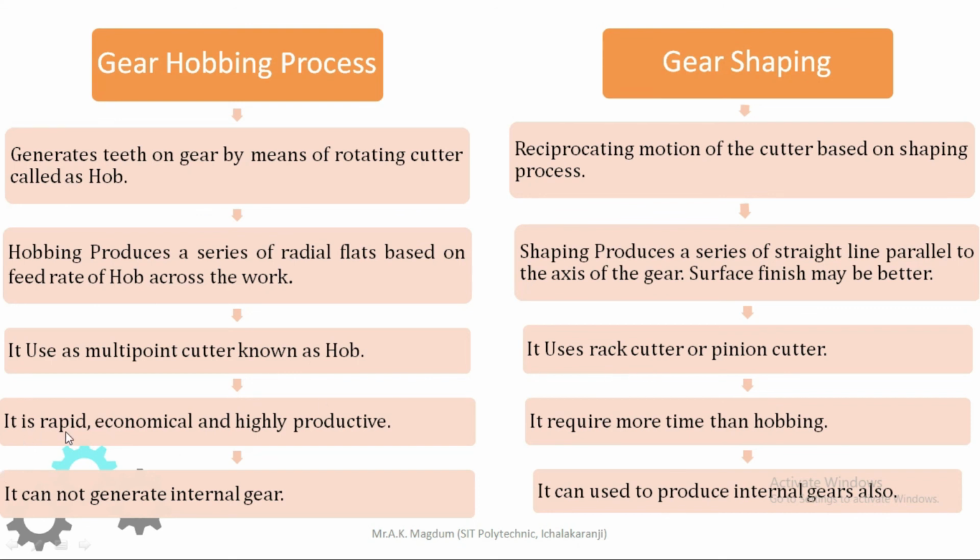Next, hobbing is rapid, economical and highly productive. That is a very important advantage of the gear hobbing process. But the gear shaping process requires more time than hobbing, so that is a drawback of gear shaping compared with hobbing. Next, hobbing cannot generate internal gears, which is a drawback of the hobbing process. The shaping process can be used to produce internal gears also, but it has limitations in producing them.